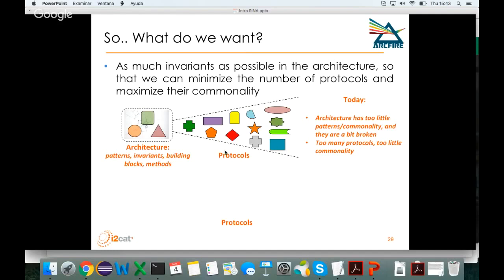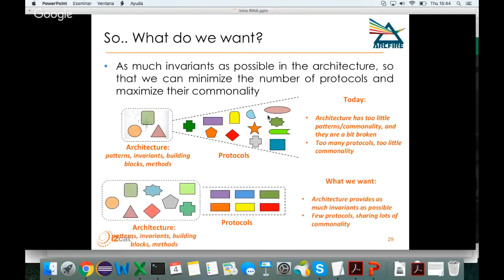So what we have today is the opposite. We have an architecture that has few patterns, few invariants, few building blocks. Some of them are broken. And this forces us to design a lot of protocols because we use networks in many different environments. And the problem is that we end up with too many protocols, too little commonality, and that brings all these problems. So what we want is a bit the opposite.